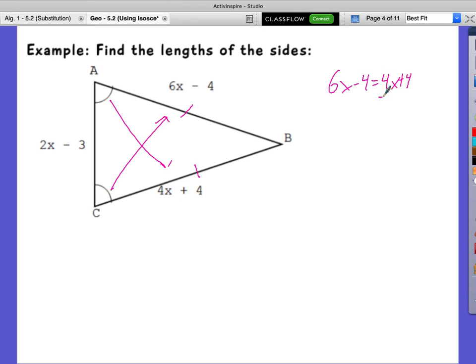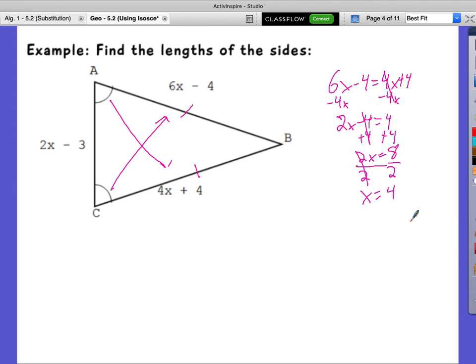So you can subtract 4x: 2x minus 4 is equal to 4. Add 4: 2x is equal to 8. What does x end up being? 4. Okay? Now we were asked to find the length of all the sides, so how can we go about that? Plug it in.